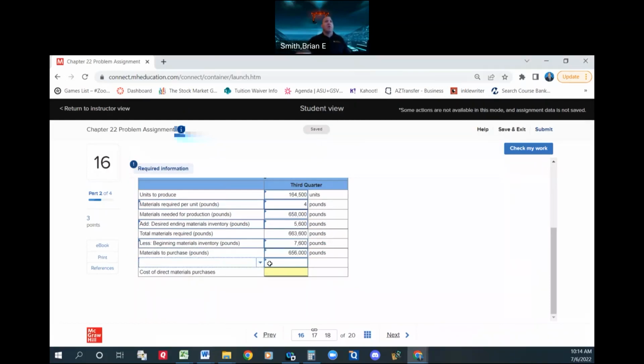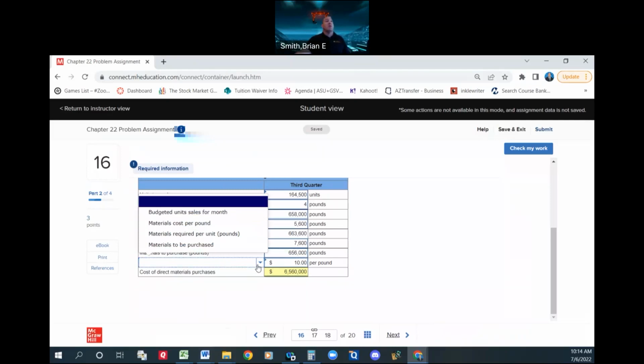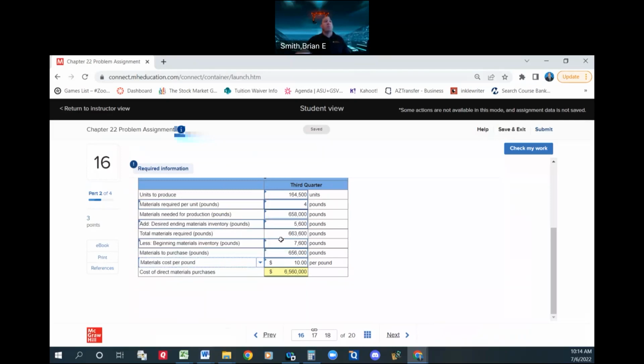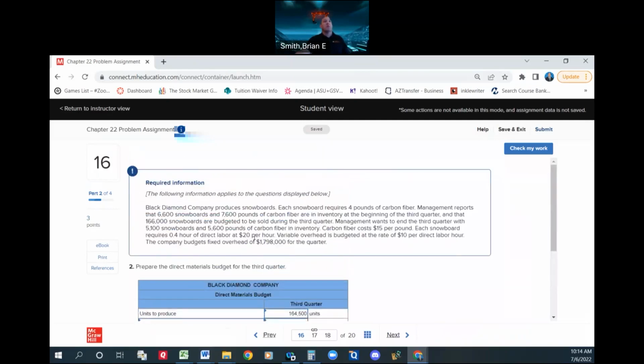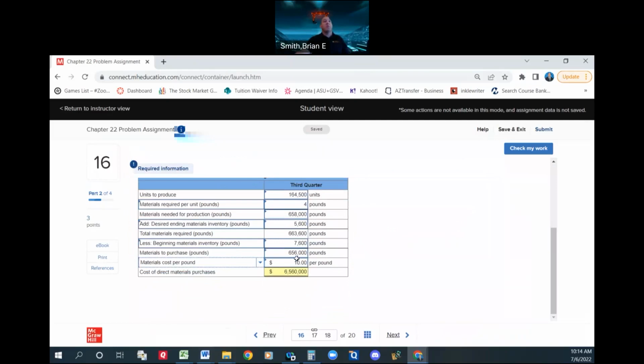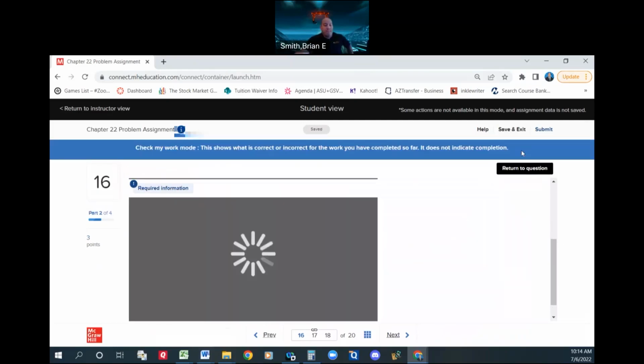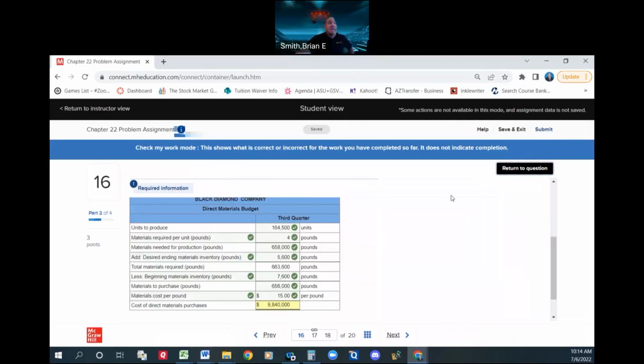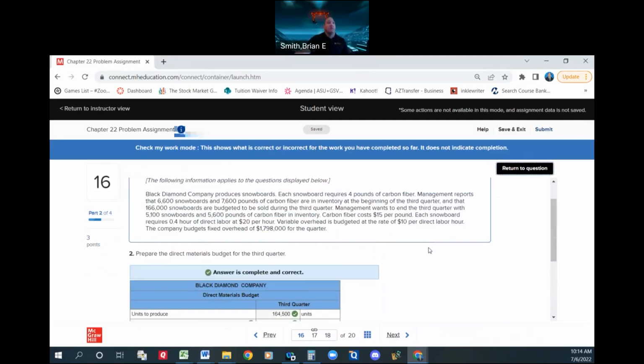Okay. And then we're going to say $10 a pound. So we're going to need, that's a lot of money. Materials cost per pound. Let me just verify it was $10. $15 per pound, even better. Okay, let's check our work. Yay! Okay, so we're done with this one. Let's go to the next one.